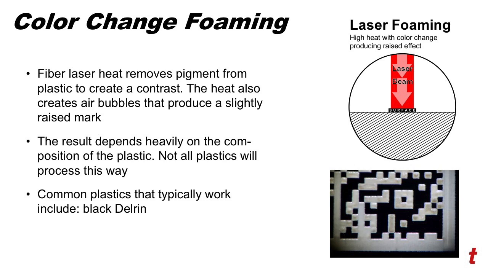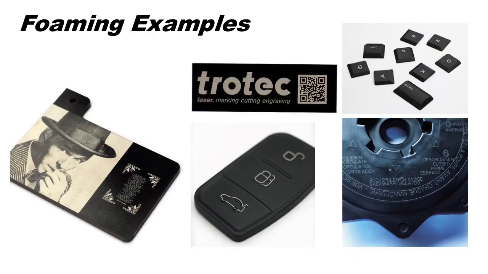The result depends heavily on the composition of the plastic. Again, not all plastics will process this way, and testing is required. The most common plastic that does typically work is black Delrin. Here are some examples of foaming, contrast-colored marks.